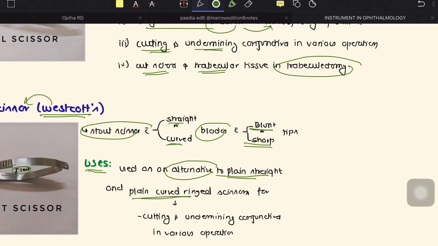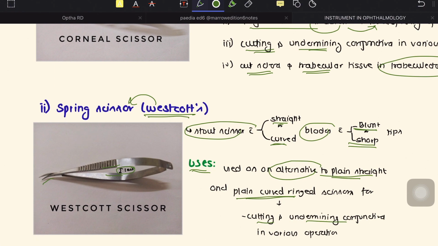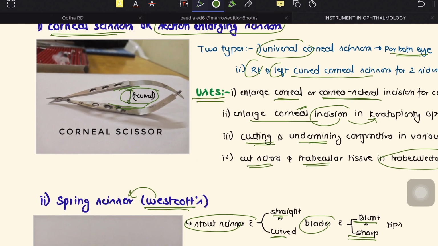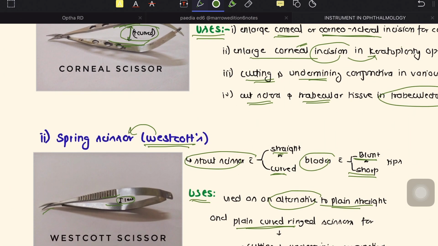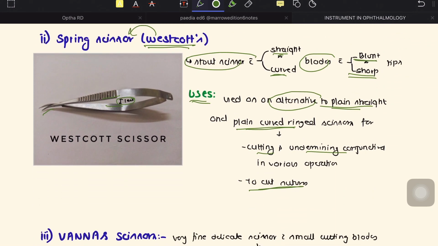The uses are: it is used as an alternative to plain straight or plain curved ring scissor. So it is not used as such. It is used as an alternative to other scissors like plain straight scissor and plain curved scissor for cutting and undermining the conjunctiva during various operations, and also used to cut the sutures. So if you are asked about Westcott scissor, you should be able to identify it. The size of Westcott scissor and corneal scissor are roughly similar, but you can see the gap present between the two limbs of the scissor, and you will find that the Westcott scissor has a very small gap.